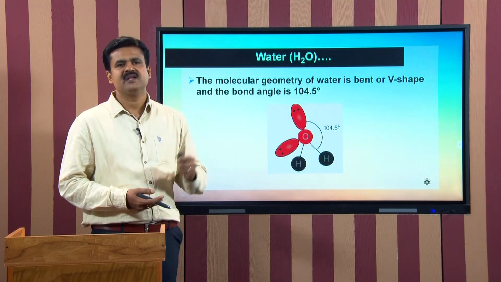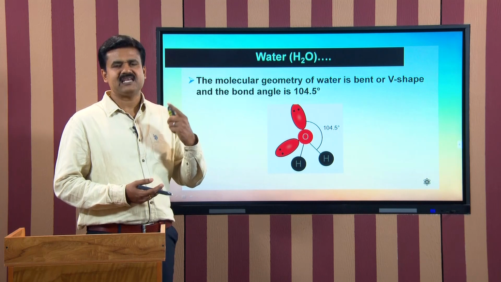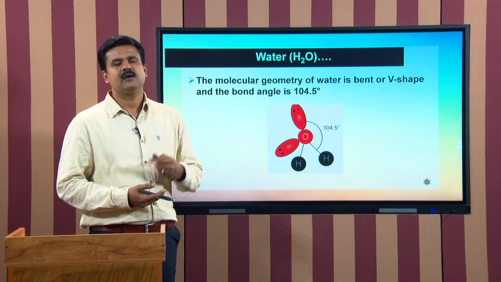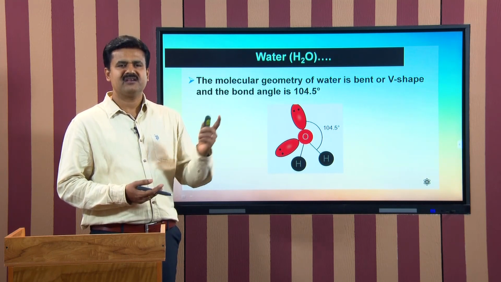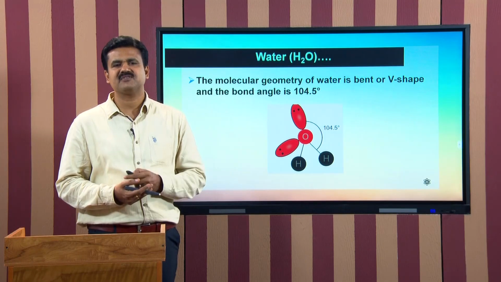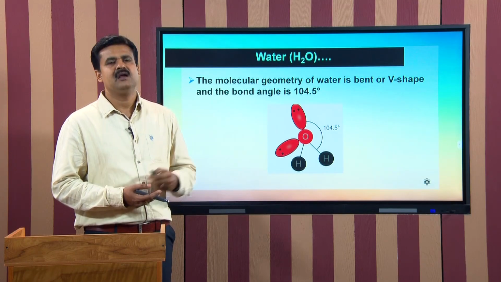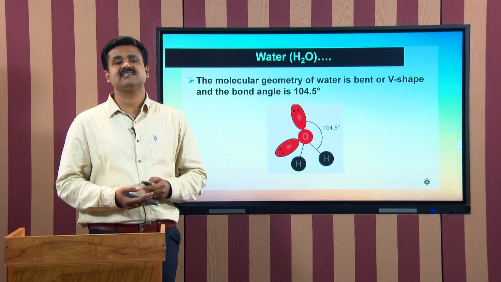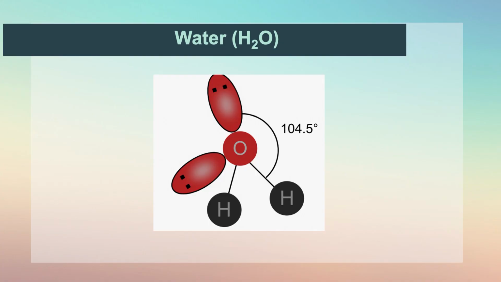The molecular geometry is tetrahedral, but if we exclude the lone pairs, the shape of the molecule is bent or V shape. The bond angle is again decreased compared to ammonia, and the bond angle is 104.5 degree. This can also be explained on the basis of the VSEPR theory.